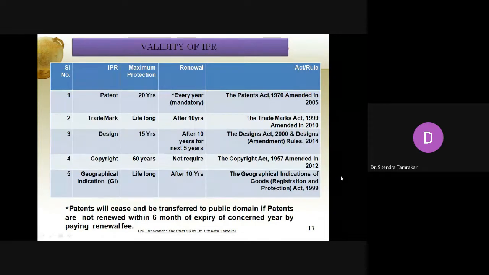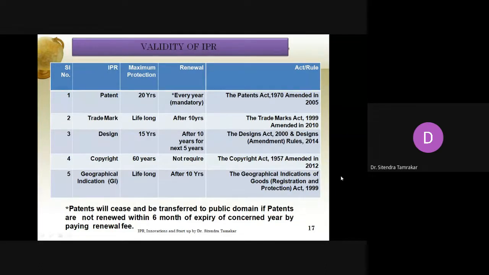What is the validity of any IPR? Like, you have invented something and you are going to file an IPR. So what is the validity? For a patent, it can last up to 20 years, and renewal is needed each year. In India, we are following the Patent Act 1970, which was amended in 2005, but it is a very small amendment. We are following the 1970 Act.